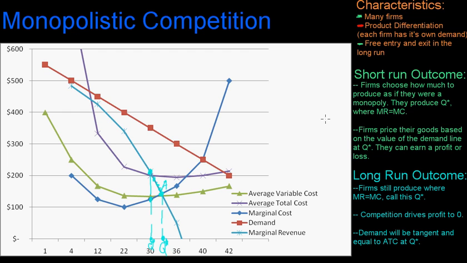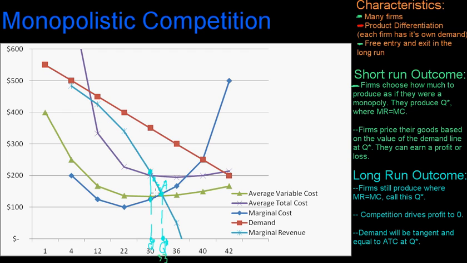So we've explained this first part right here. Now I'm going to explain the second part, which is that firms price their goods based on the value of the demand line at Q star. They can earn a profit or a loss. So basically, they decide that we're going to produce this many units, and I'm tired of saying Q star, so this looks like about 33 units. So I'll just say 33.